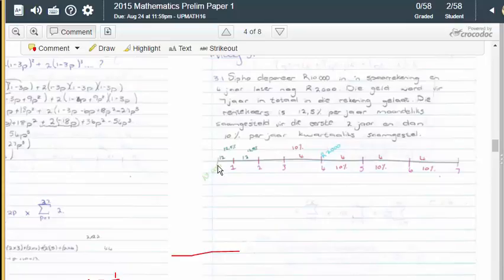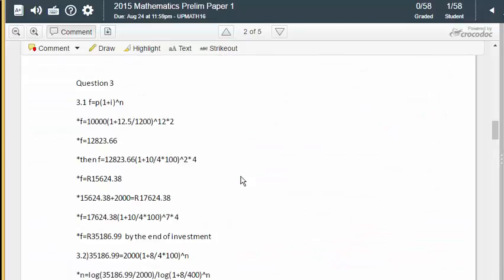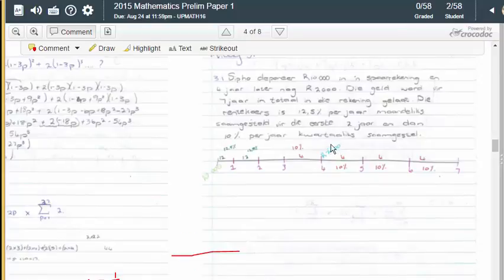So for me, the easiest way to do this is to start with the 10,000 and go into the future until the first change happens. So here it is 12% per annum for the first 2 years. This student here didn't have a timeline, but that's exactly what she did. She took the 10,000, did the 12% for the first 2 years, and now she gets a future value at this point, which is where the interest rate changes.